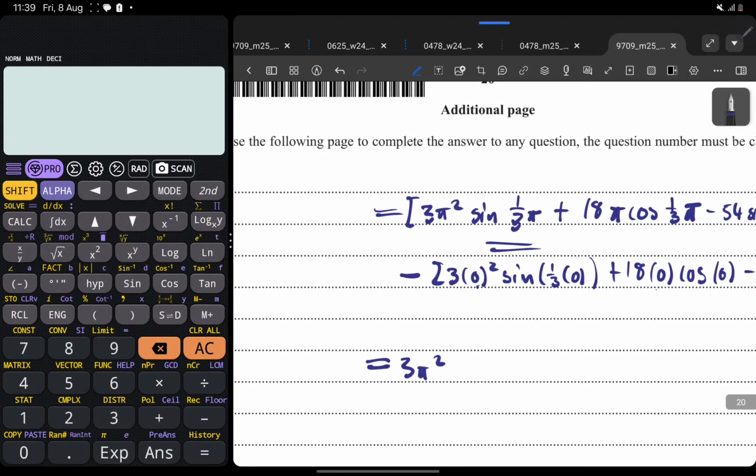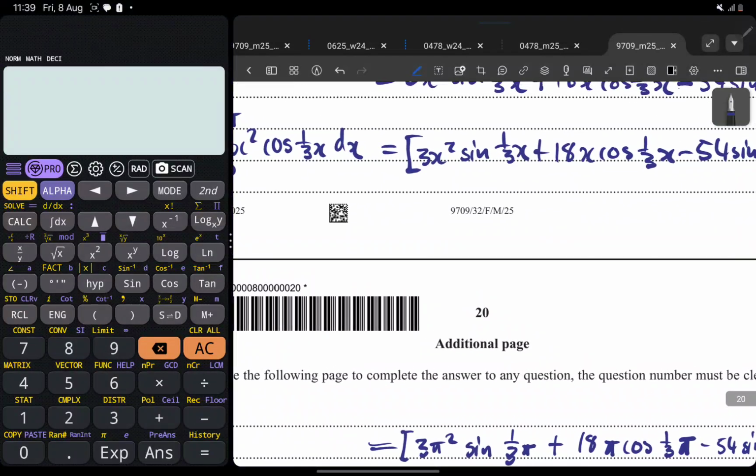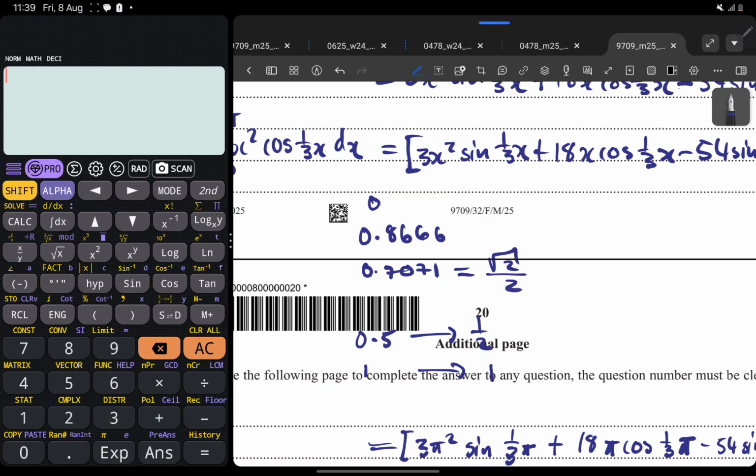Anyway, now we want to know what the exact values are. I want you to know that we have special angles, and special angles can give us these answers, 0.866 and 0.7071, then 0.5, and then 0 and 1. If it gives you a 1, you keep it as a 1. If it gives you 0.5, you change it to a half. We want exact values. If it gives you 0.7071, it's root 2 over 2. Then 0.866 is root 3 over 2. Then this other one is 0. So there is root 3 over 2, root 2 over 2, half, and 1.